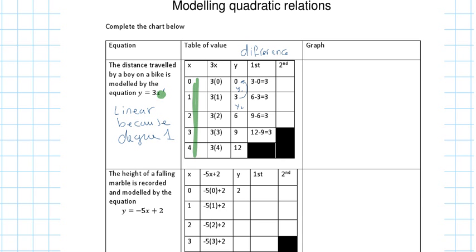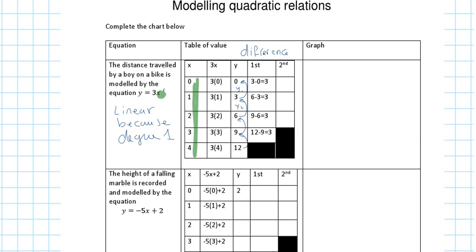So that's 3 minus 0, which gives me 3. Then I move to the lower one, y2 minus y1. So I do 6 take away 3, that gives me 3. Then 9 take away 6, that gives me 3. Then 12 take away 9, that gives me 3. What did you notice about the first difference? It's constant, right? It's the same.